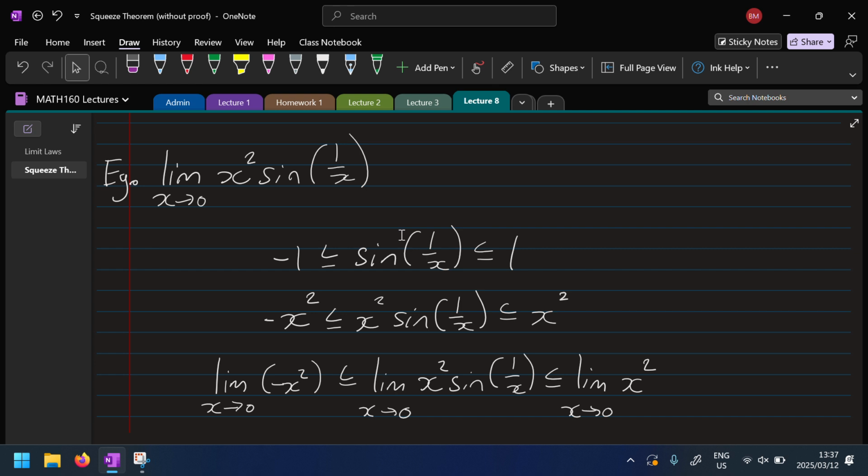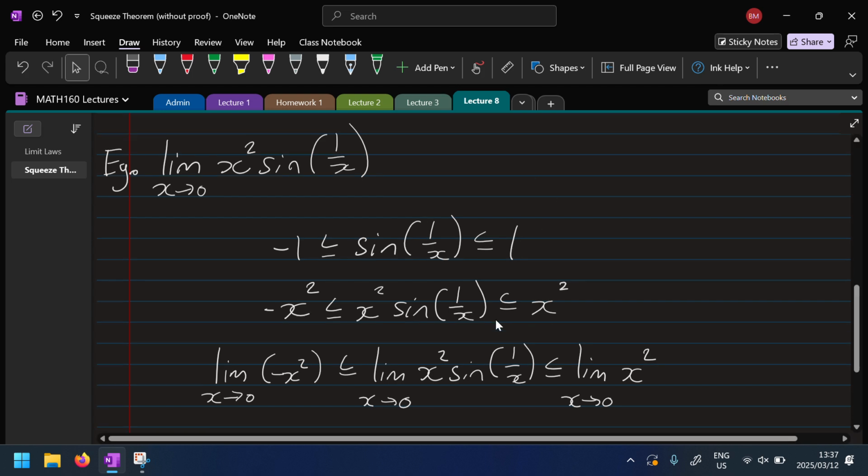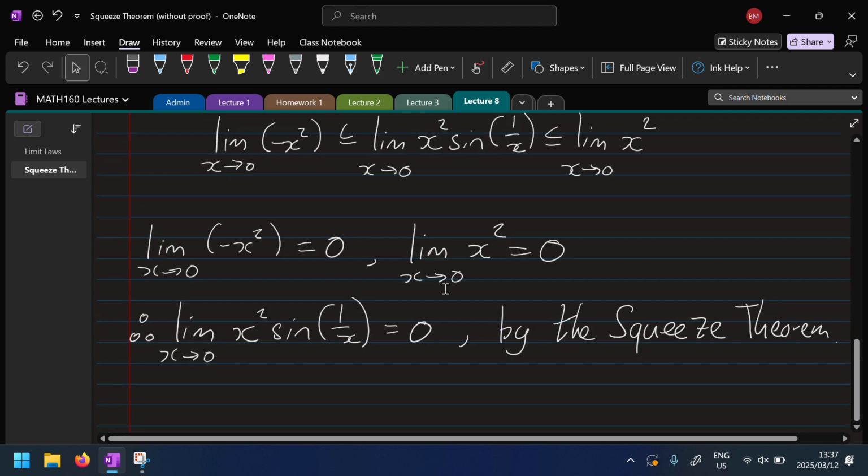We take the limit of the left and the right ones and check if they're equal. If they're equal, then the middle term has the same limit value. Yeah. If they're not equal, well, try something else. Okay, squeeze theorem doesn't work in that case. Okay, so like we said here, this limit is equal to this limit, so the middle limit must be the same.